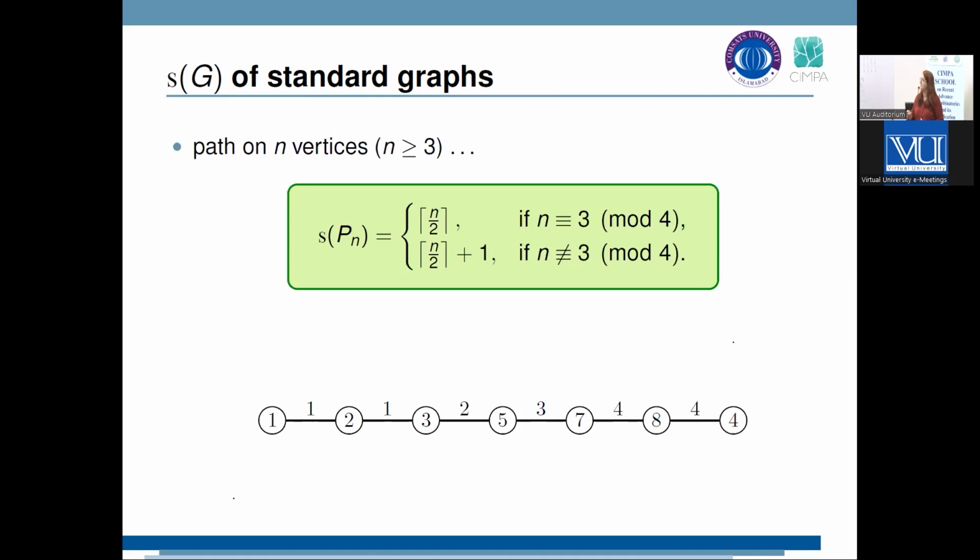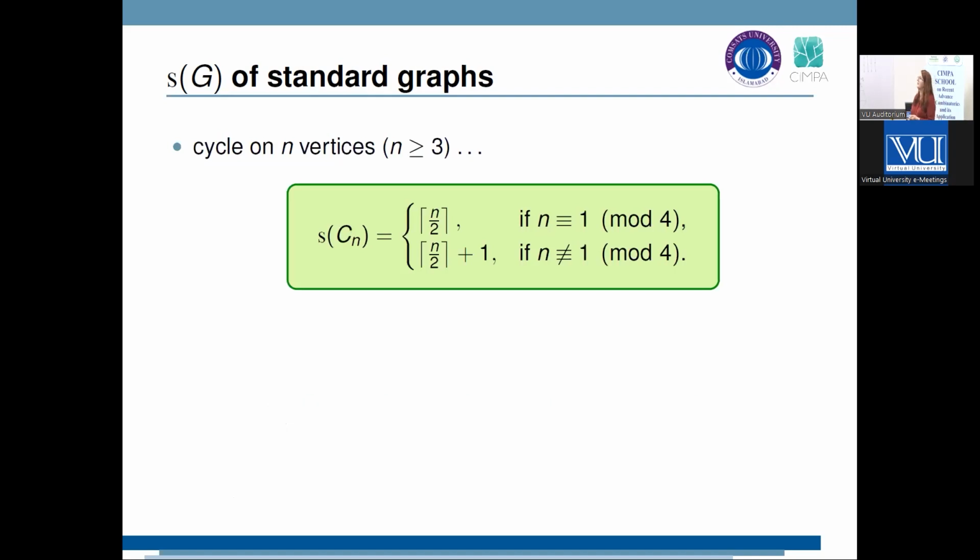Okay, so let's check what is known on cycles. Again, for cycles we have to distinguish two cases. If the number of vertices is congruent to 1 modulo 4, then it's n by 2, and this is that. In all other cases, we have to increase by 1.